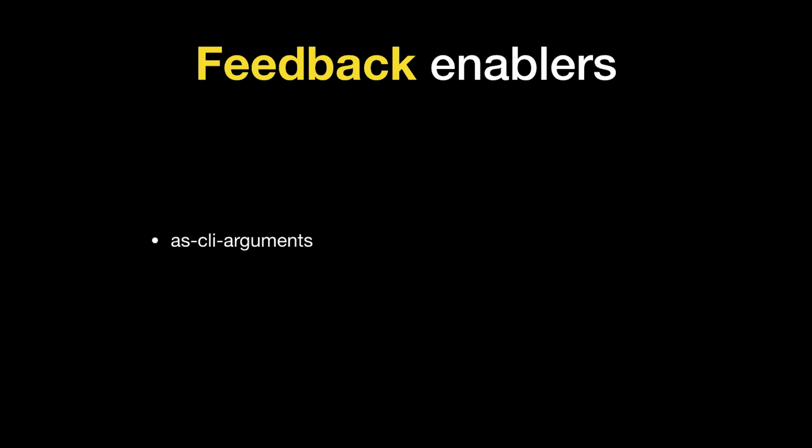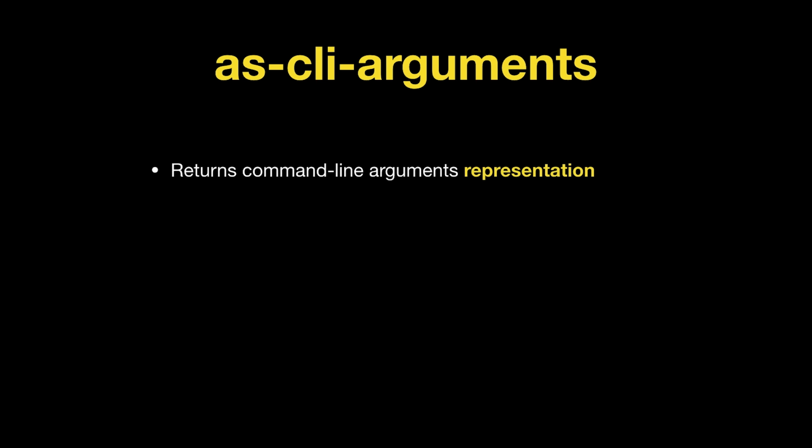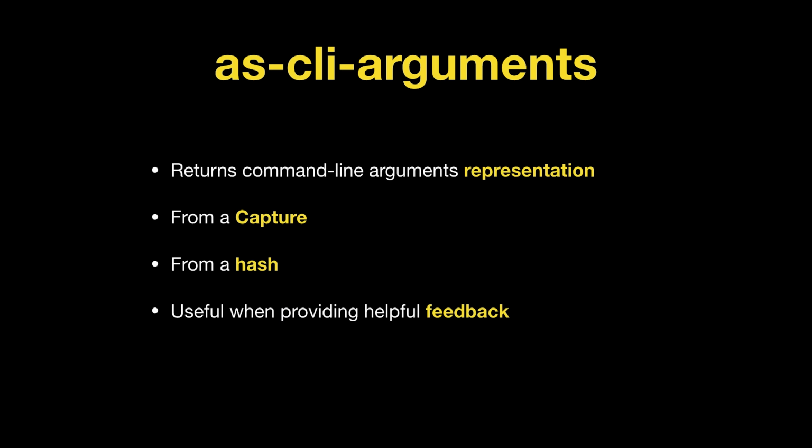The feedback enablers, there's basically 2 of them. It is as-cli-arguments and meta-constants. As-cli-arguments basically returns a command line arguments representation for a capture or a hash, which can be helpful if you want to provide feedback. If you have a combination of parameters that you didn't expect, you can actually tell the user in the command line interface way what they did wrong.